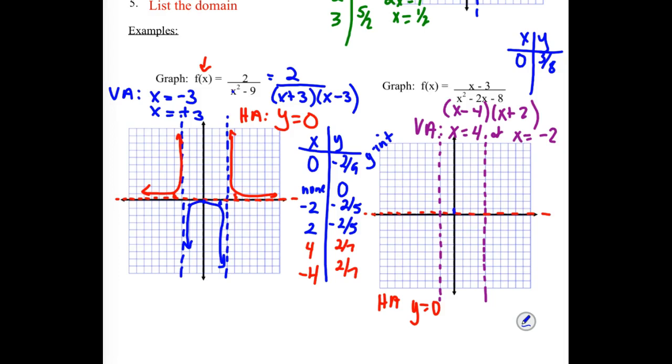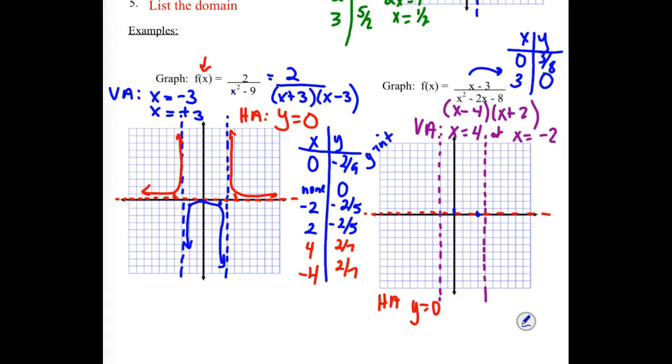X-intercept is what I get for x when I put a 0 in for y, which really means we're just looking at the numerator, right? Because 0 times the denominator is still going to be 0. What makes the numerator 0? A 3? All right.